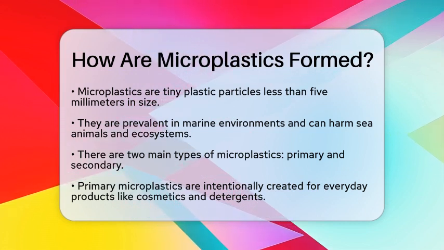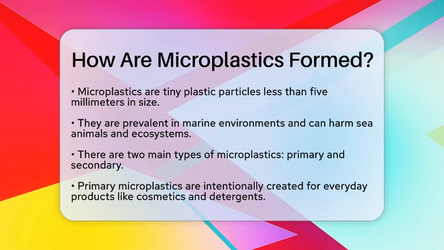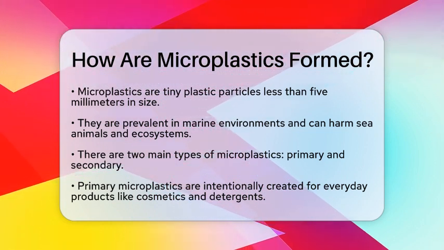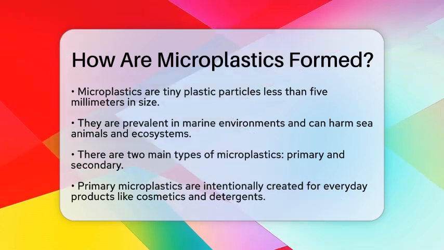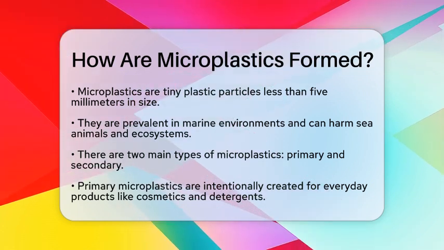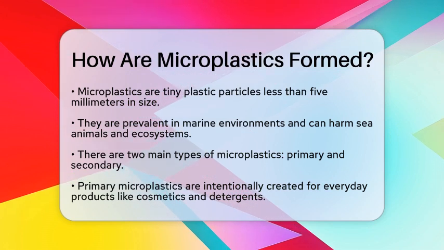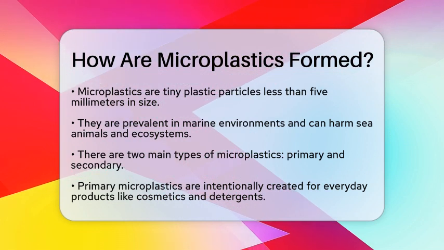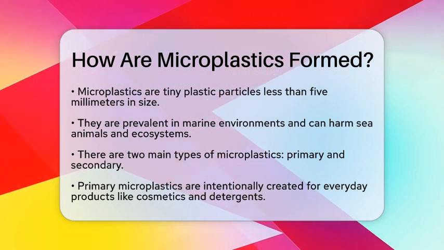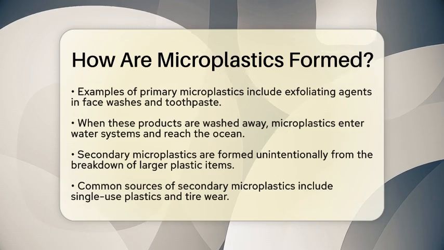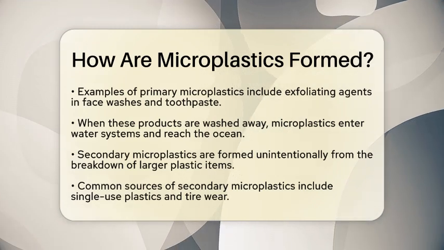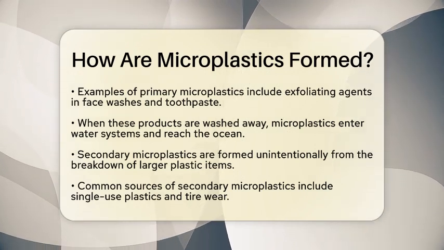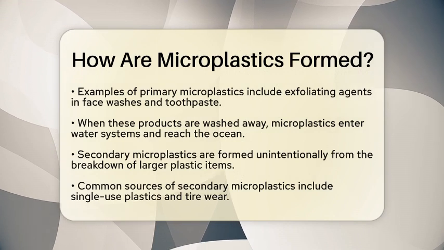To grasp how microplastics are formed, we need to look at two main types: primary microplastics and secondary microplastics. Primary microplastics are intentionally made for products we use every day. These tiny particles are added to cosmetics, detergents, and even some medications. For instance, you might find them in face washes and toothpaste as exfoliating agents. When we wash these products down the drain, the microplastics can make their way into water systems and eventually reach the ocean.